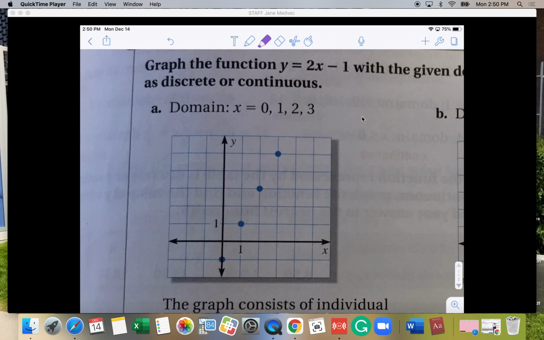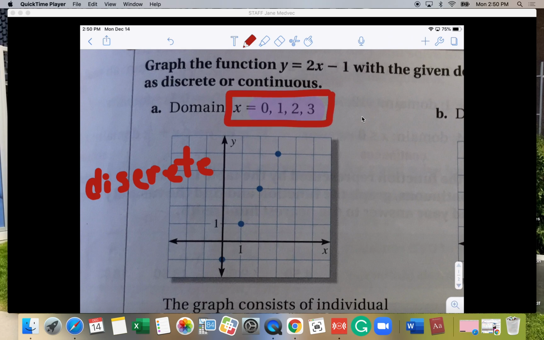Notice that when the domain is given, meaning 0, 1, 2, 3, we didn't connect the dots. They are individual locations. This is very similar to what we did earlier in the year. This is considered discrete, because they gave me the domain as isolated points.